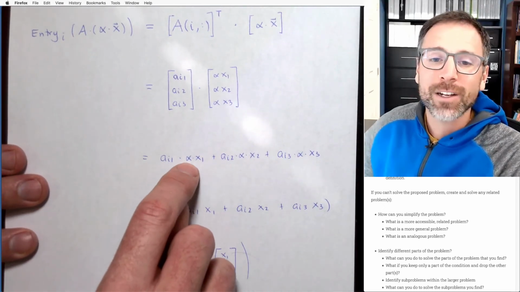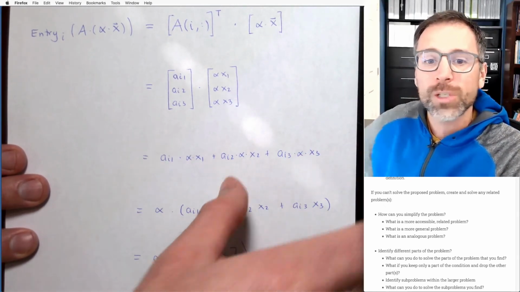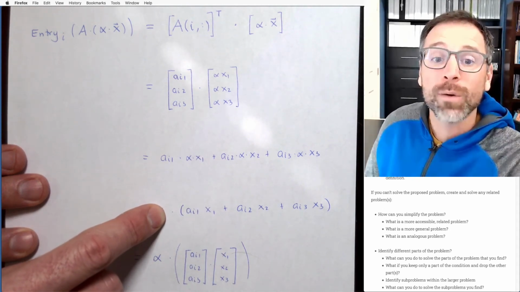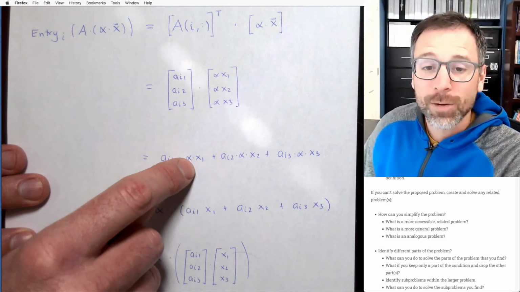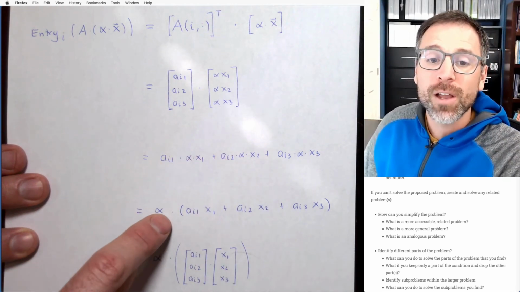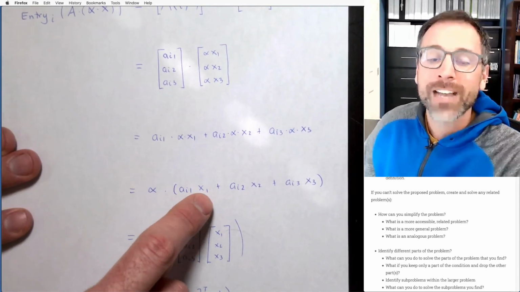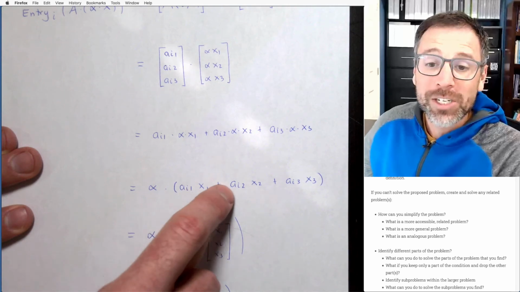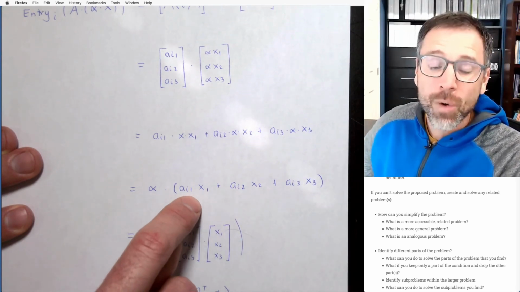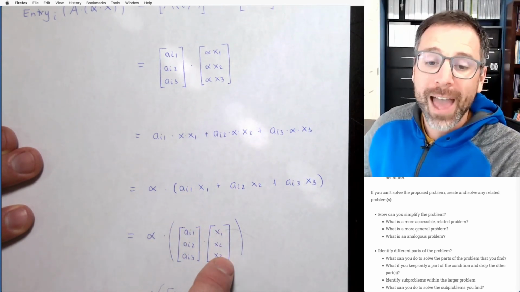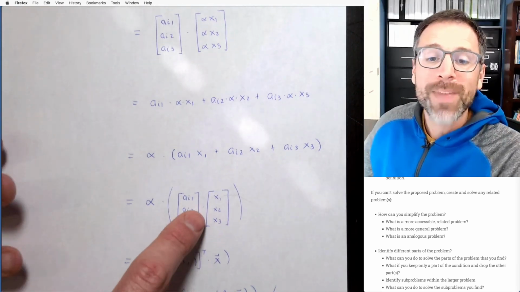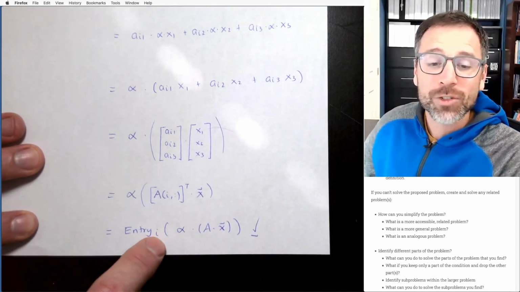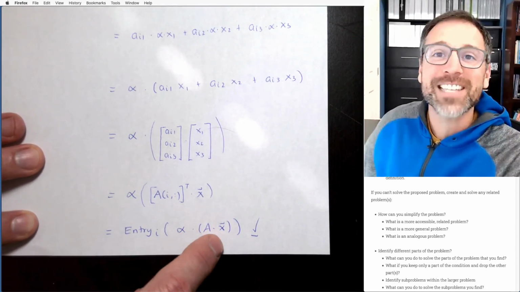Well, check that out. The scalar alpha shows up in all three parts, which means I can pull it out because this is scalar addition. This is literally factoring out, or reverse distributivity of scalar multiplication over scalar addition. So now I have alpha times a_i1 x1 plus a_i2 x2 plus a_i3 x3. In that situation, we see this as the ith row of A dot product with x, so that's the opposite direction, but that is exactly the entire ith row transpose dotted with x. That's exactly the entry i of alpha times A times x. That's what I wanted to show.